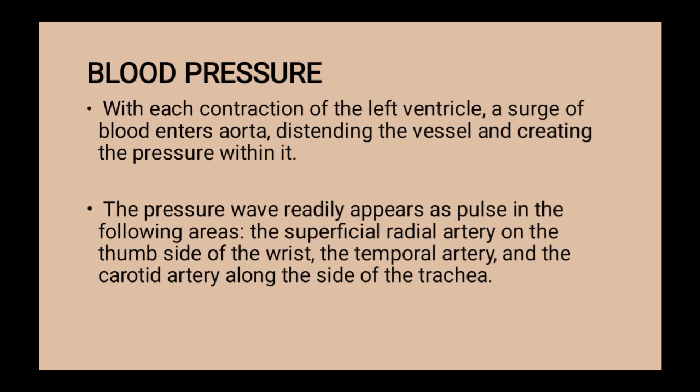Blood pressure. With each contraction of the left ventricle, a surge of blood enters the aorta, distending the vessel and creating the pressure within it. The pressure wave readily appears as a pulse in the following areas: the superficial radial artery on the thumb side of the wrist, the temporal artery, and the carotid artery along the side of the trachea.